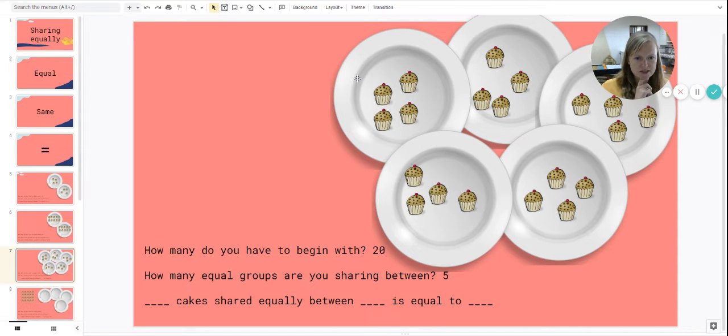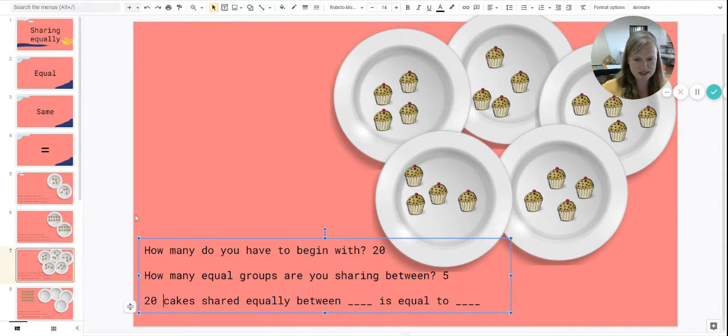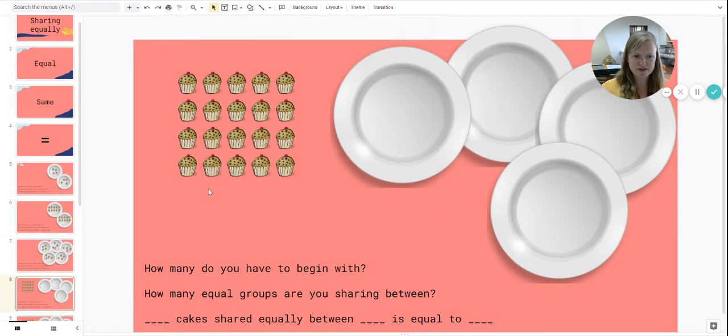How many are on each plate? Can you tell at a glance? That's right, there's 4. So let's fill in our sentence. So 20 cakes shared equally between 5 is equal to 4. Brilliant, we've done it again. Let's move on to our next one.